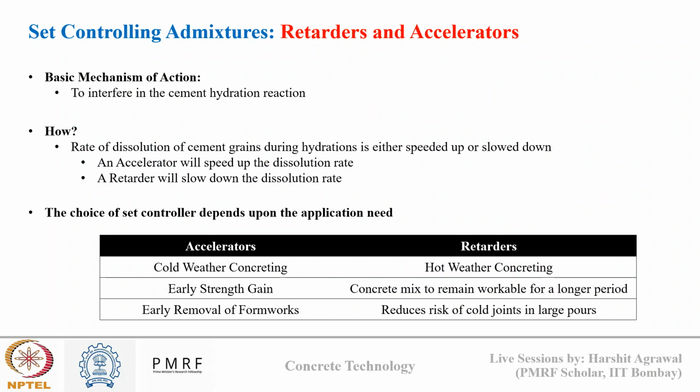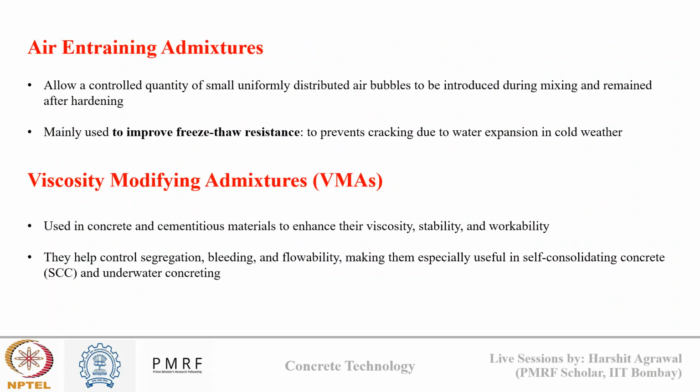Then we discussed accelerators and retarders. We discussed how they interact with cement hydration and affect setting of cement paste by affecting the rate of dissolution of different ionic species. Retarders enhance the effect of gypsum to delay the C3A reaction with water, or delay the dissolution of calcium ions to delay formation of hydration products, whereas an accelerator on the other hand does the opposite of what a retarder does.